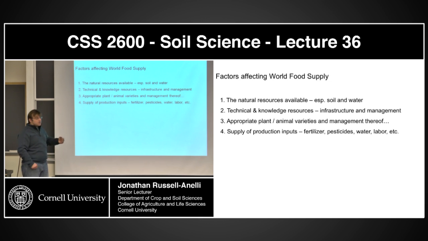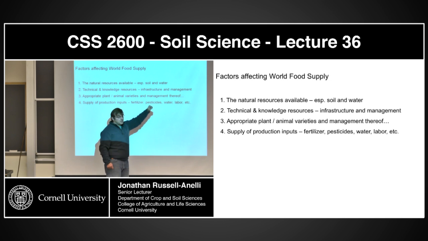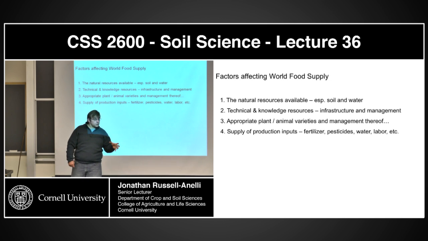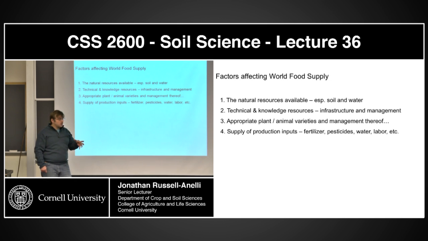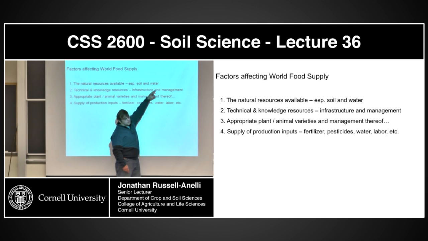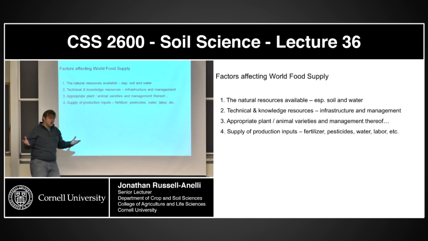The first one is the natural resources that are available, especially the soil and the water. Now, if we think about the stresses in Africa right now, just because you have the land, which means you have the soil, doesn't necessarily mean you have the water for it. With Africa, as well as much of the world right now, water is a big limiting factor. So the amount of arable land doesn't necessarily factor in. Arable land does not factor in drought.